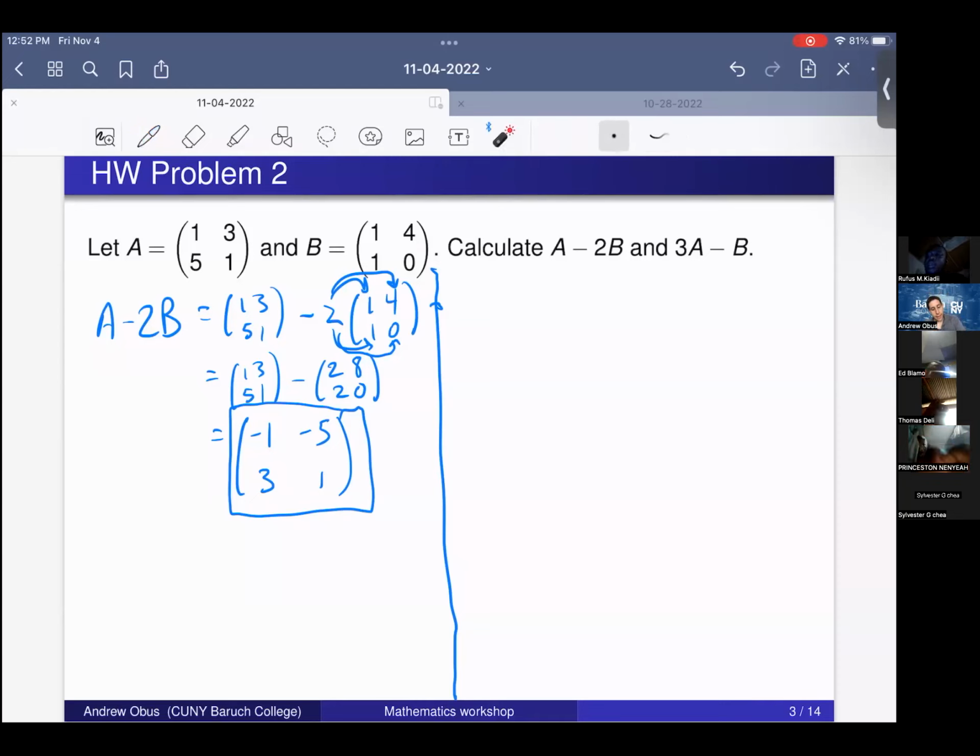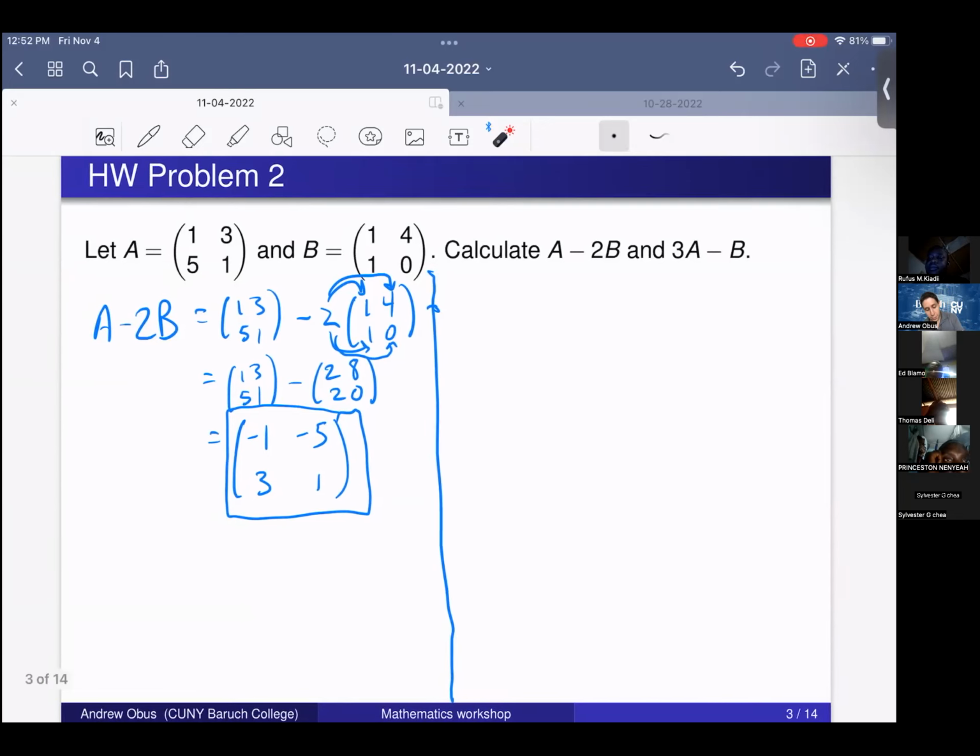Sure. So A is this matrix, so I just wrote it down. And then B is this matrix, so I'm just multiplying it by 2. So the first thing that I do is I multiply 2 by the matrix. How do you multiply a matrix by a number? Well, you multiply every entry in the matrix by that number. It's the same thing that you do for multiplying a vector by a number. If I multiply a vector by a number, I take every entry in the vector and multiply by that number. So same thing for a matrix.